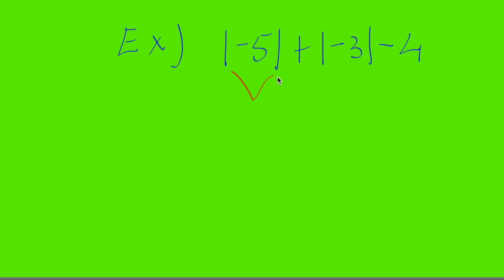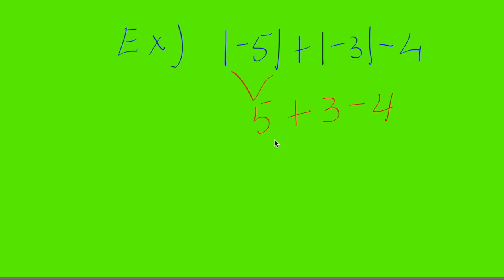Let's say we have negative 5 plus the absolute value of negative 3, minus 4. Actually, the problem is absolute value of negative 5 plus absolute value of negative 3 minus 4. So first we have to take the absolute value of all the numbers. This one is negative, and the absolute value will be positive because it's the distance from 0 to that number, and that's 5, plus the absolute value of negative 3, which is also positive 3, minus 4.